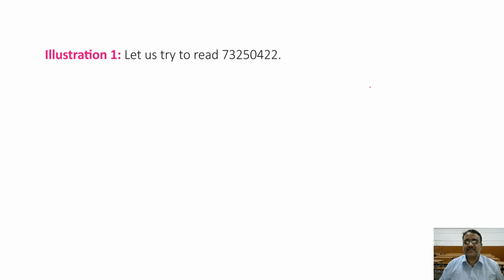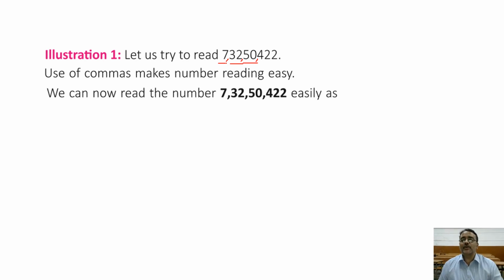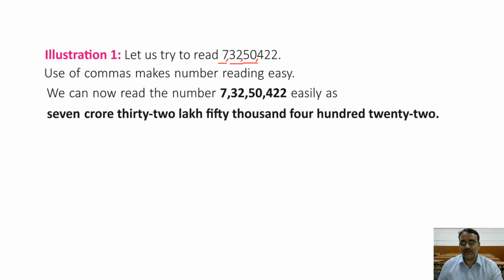Let us try to read this number. So see, reading is very easy when you put commas. So यहाँ से start करते हैं हम लोग. First 100 के बाद लगा दिए. Then after every 2 digits I am putting one comma. Now this is thousands place, this is lakhs place, and this is crores place. Now it is easy to read this number. 7 crores, 32 lakhs, 50,422. Right? So use of commas makes number reading easy. So this is the number what I told just now.